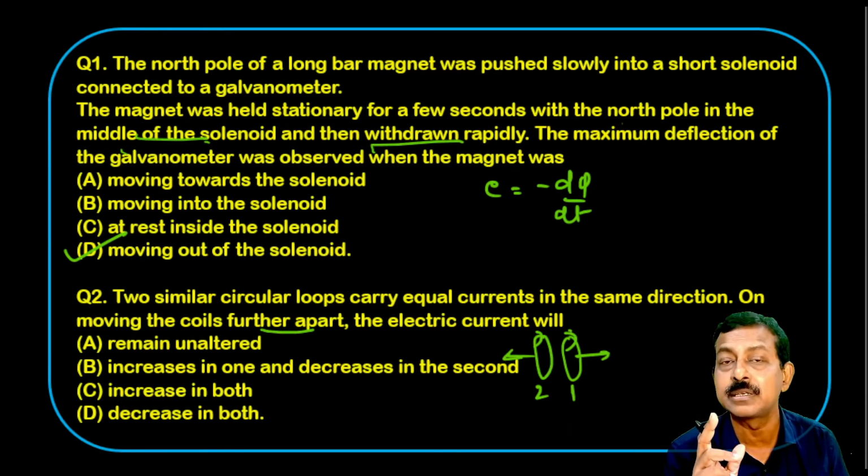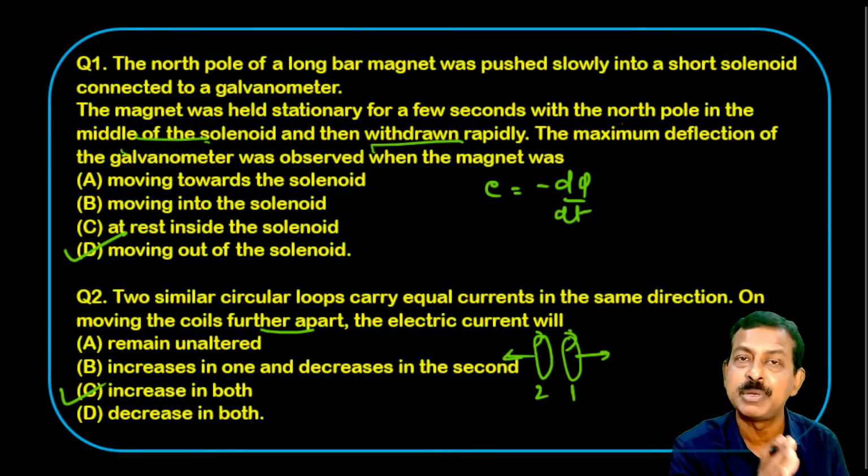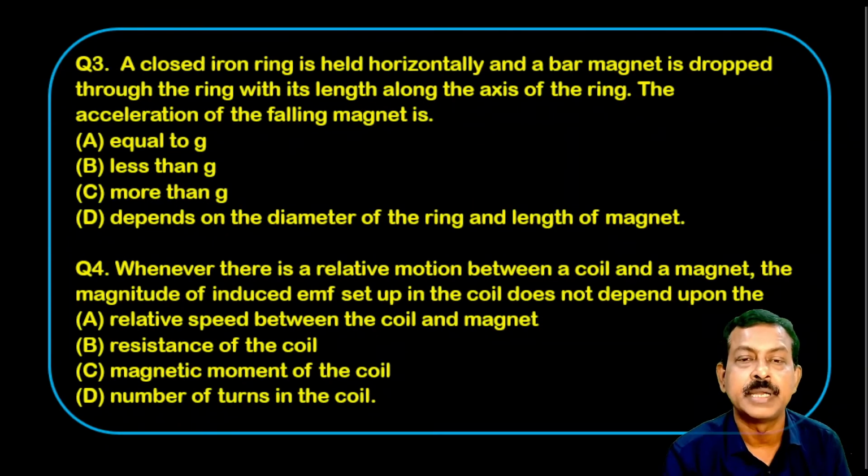And if it is setting up current in the same direction, what will happen? The net current in the circuit will increase. So it will increase in both, because this same phenomenon will happen with the other coil also. So it will increase. Let's take the next question.